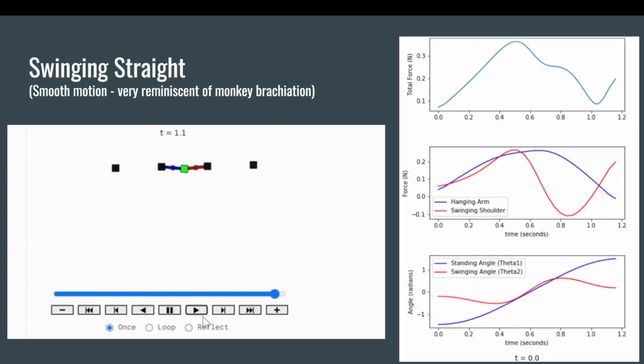So for example, in this middle diagram here, looking at the red line, which represents the actuator on the swinging shoulder, you can see that at first there's a positive torque, which is the arm swinging forward, and secondly there's a negative torque to slow it down as it comes into its final position. And this smooth motion is very reminiscent of monkey brachiation.